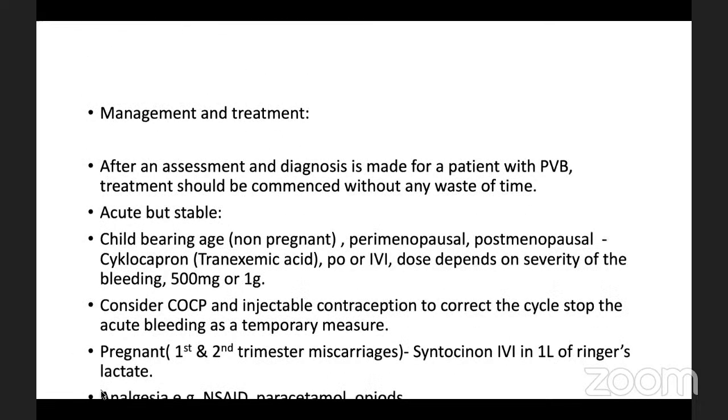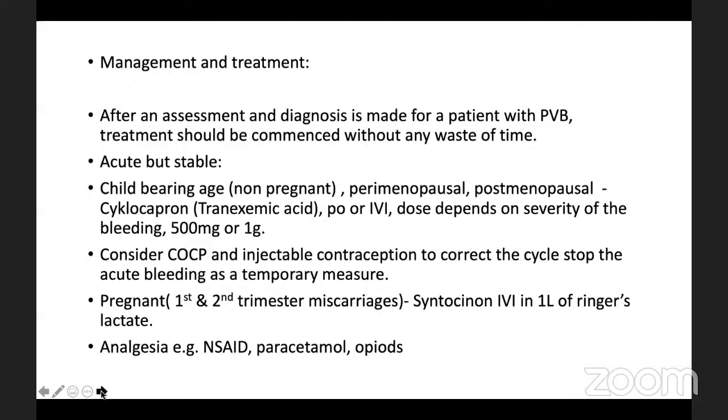Okay, we move to the next slide. Okay, so management and treatment.